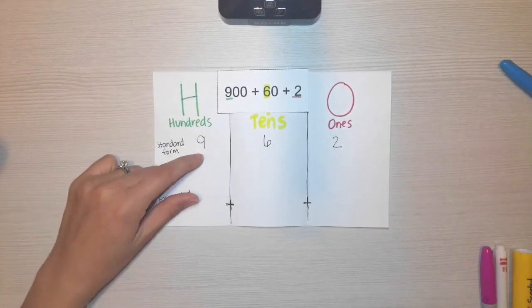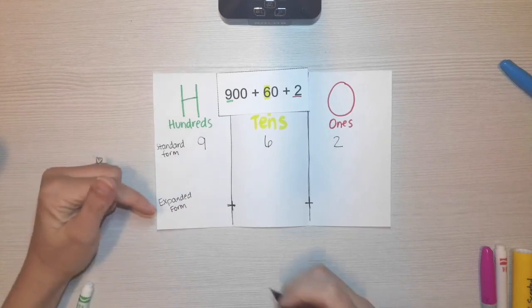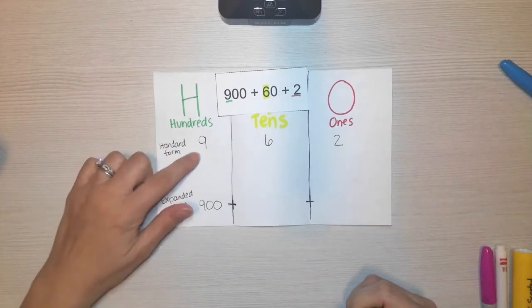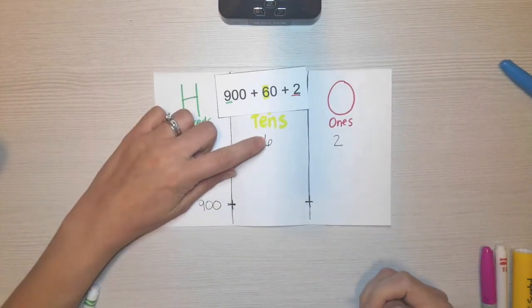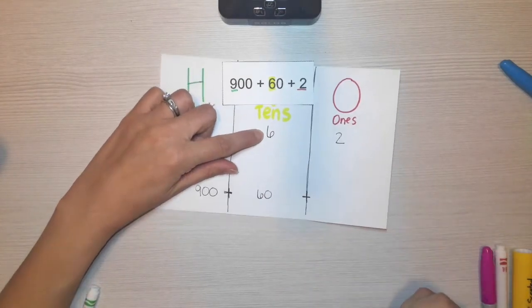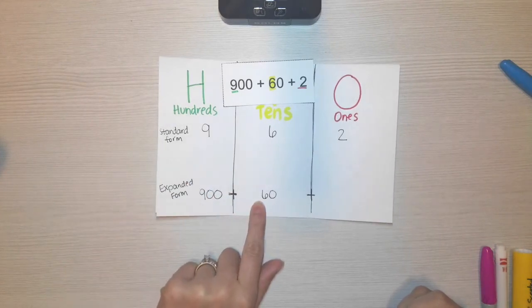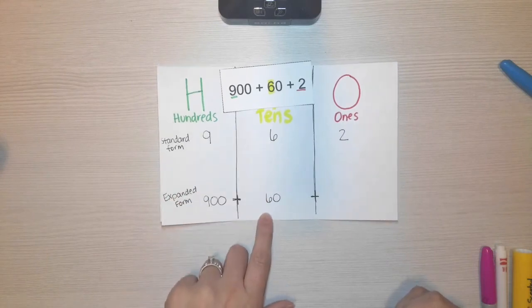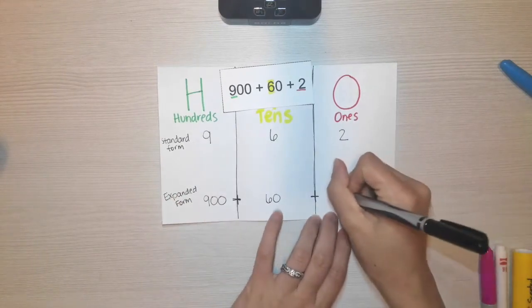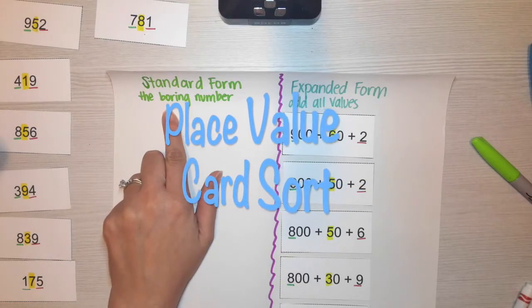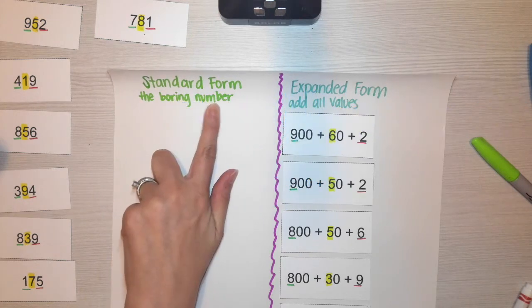So the digit 9 in the hundreds place is worth 900. So we're going to put 900 here. That's the value of the 9 in the hundreds place. The value of the 6 in the tens place is 60. So I'm going to put 60 down here where it says 60. Expanded form, 6 in the tens place is worth 60, and 2 in the ones place is just worth 2. Ta-da!